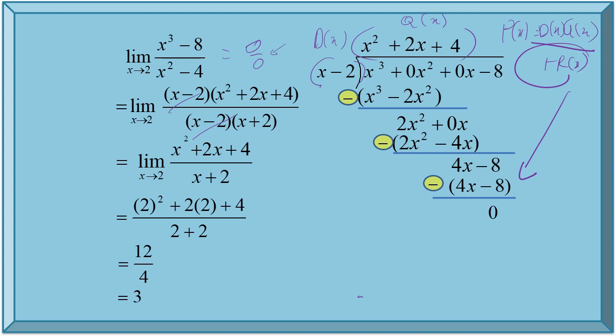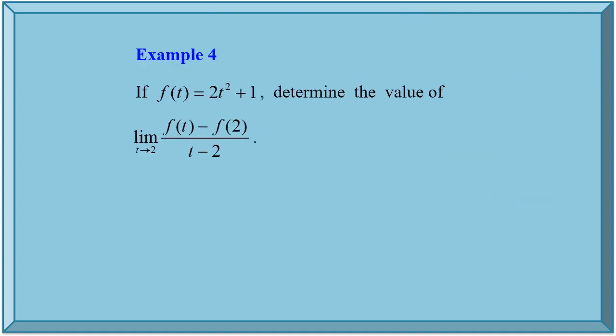Okay, good. So for example 4, if f(t) equals 2t squared plus 1, determine the value of the limit of f(t) minus f(2), divided by t minus 2, as t approaches 2. So now we have the function f(t) equal to 2t squared plus 1. For f(t), we just replace it with 2t squared plus 1. But for f(2), it means that we have to substitute 2 into t. So let's see how we solve this example.